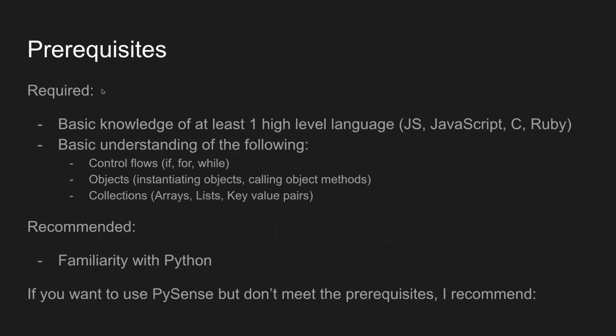So let's talk about what you'll need to be able to use PySense. You should have basic knowledge of at least one high-level language like JavaScript or Ruby or C. This is so that you ensure that you understand control flows, how to do if or for or while loops, how to use objects. For example, calling a method on an object, passing an object to a function, and also understanding arrays, what an array is, what a list is, maybe key value pairs.